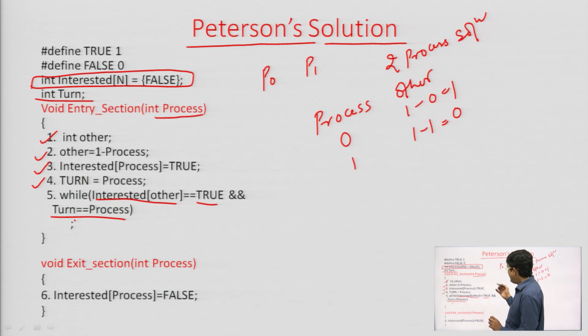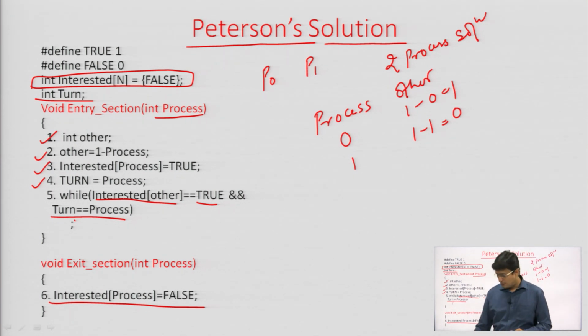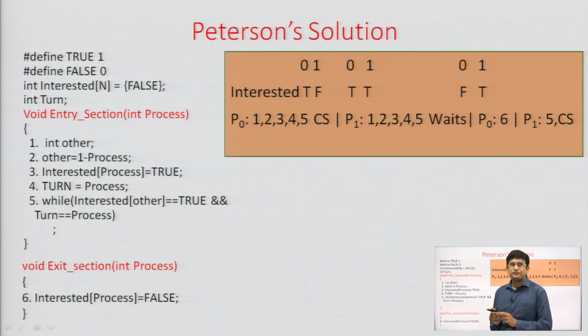And what to do in the exit? You just have to set the interest of the current process as false. Let us execute this process for some instances. The code is written here, we will check it one by one. The P0 process is executing the statements. We have numbered these statements 1, 2, 3, 4, 5, 6. So, 1 to 5 are in the entry section and 6 is in the exit section.